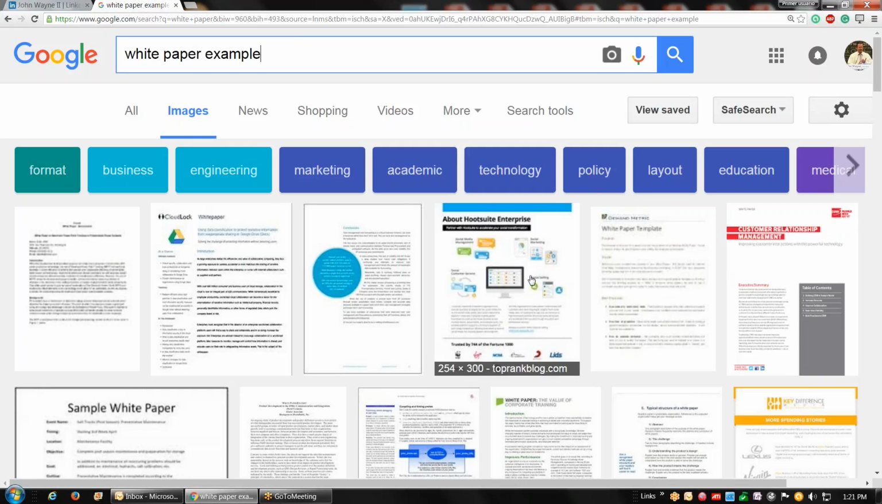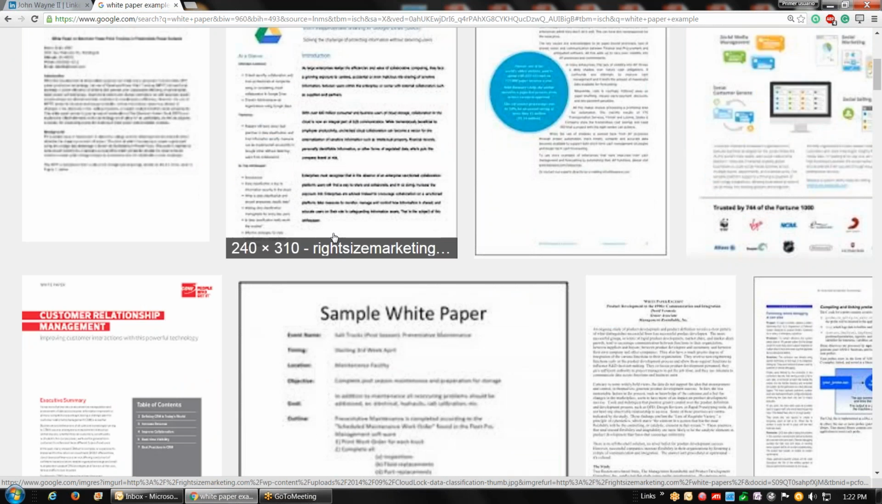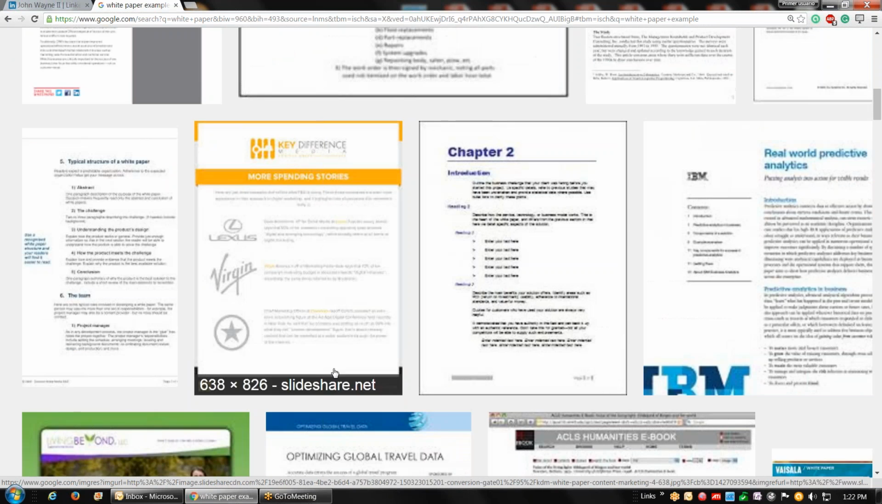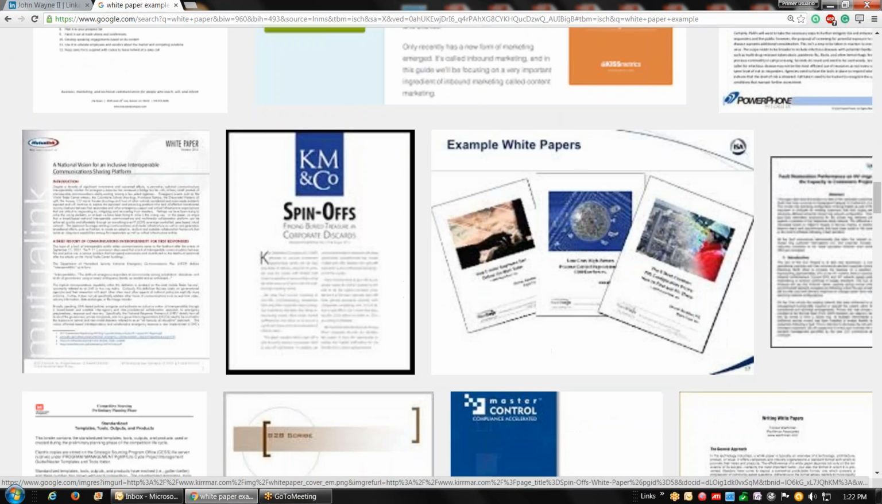So these are white papers that businesses have written. Hootsuite is a company that provides some type of social media marketing or social media services. This is probably their white paper they wrote originally when they were trying to get their product out there in front of people. We can actually make this a little bigger. Cloud lock, sample white papers. So there's literally tens of thousands of examples out here.